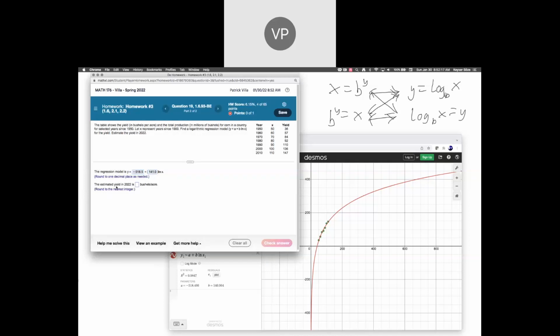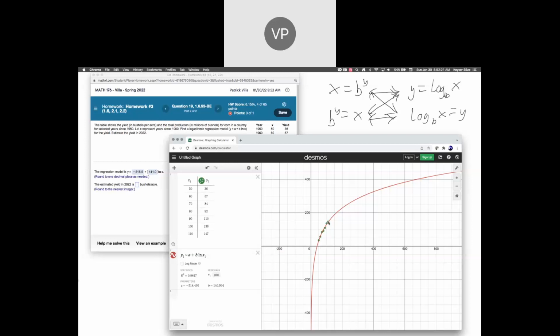Now they want you to find the estimated yield in 2022. So remember, 2022 is 122 years past 1900. You can do this, or you can say x equals 122 just to get the exact point right there. And you can see it's 158.7.